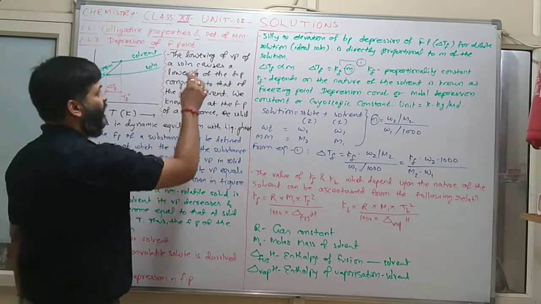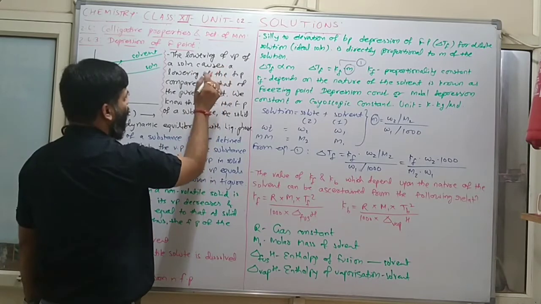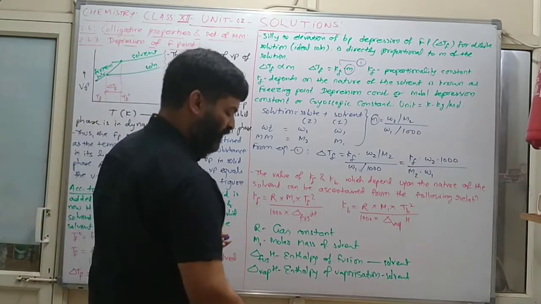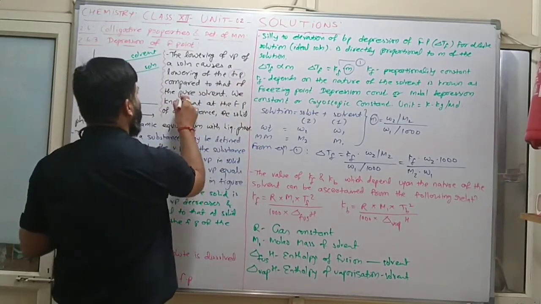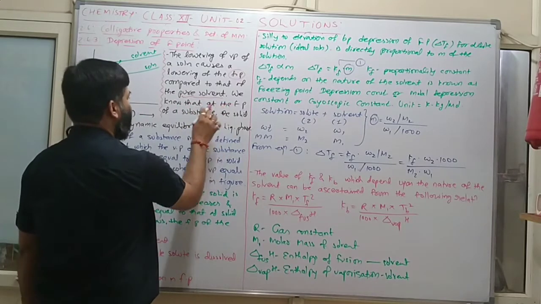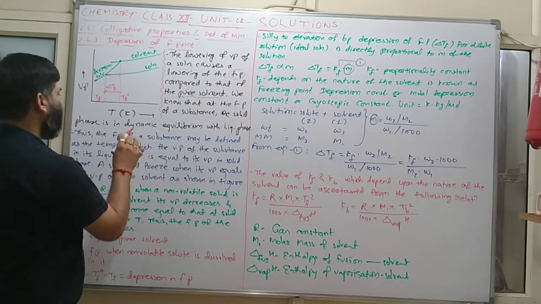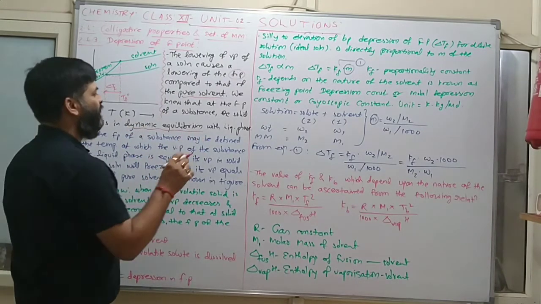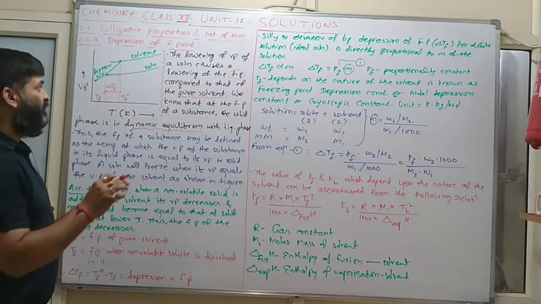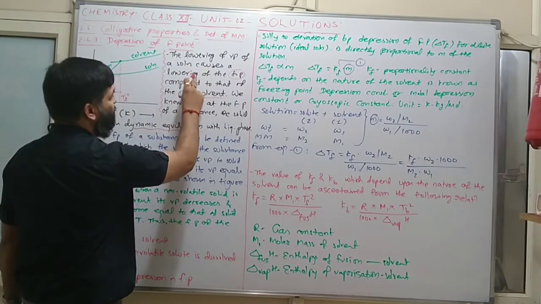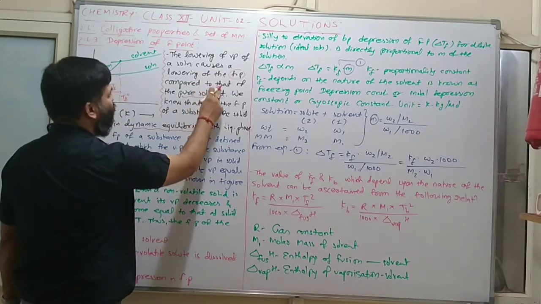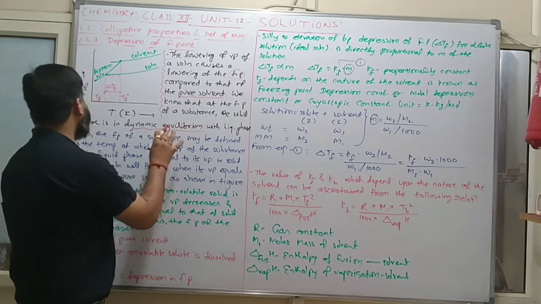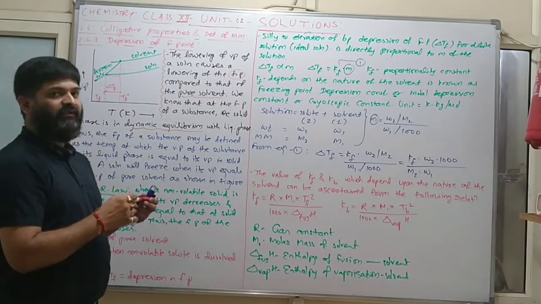Clear? Now lowering of vapor pressure of solution causes a lowering of freezing point compared to that of the pure solvent. Here the pure solvent will come. We know that at the freezing point of a substance, the solid phase is in dynamic equilibrium with the liquid phase. Clear? The lowering of vapor pressure of solution causes the lowering of the freezing point compared to that of the pure solvent.